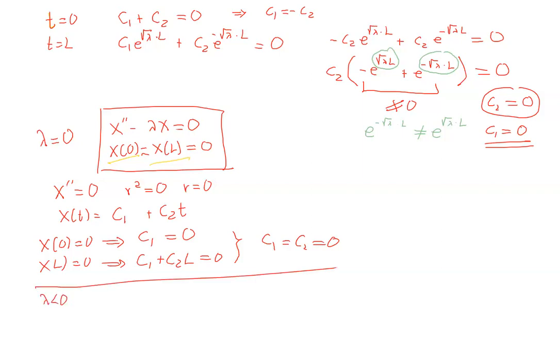What happens if lambda is less than 0? Again, this is the problem that we're looking at. If lambda is less than 0, then the auxiliary equation is r squared minus lambda equals 0. But do you see what happens now? If lambda is less than 0, then negative lambda is greater than 0, right? So you have r squared plus a positive number equal to 0. This is where you have complex roots, or more precisely, imaginary roots.